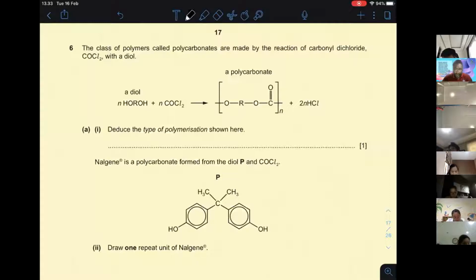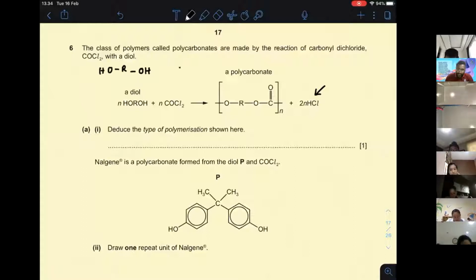Others will join later. So number 6, the class of polymers called polycarbonates are made by the reaction of carbonyl dichloride with a diol. So you are going to get a polycarbonate and you are going to get HCl. When I look at this, I see there are going to be 2 OH groups. So I have R, another OH.